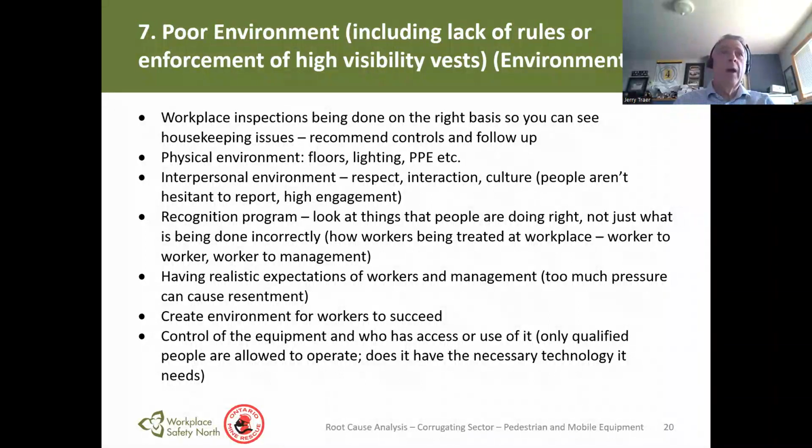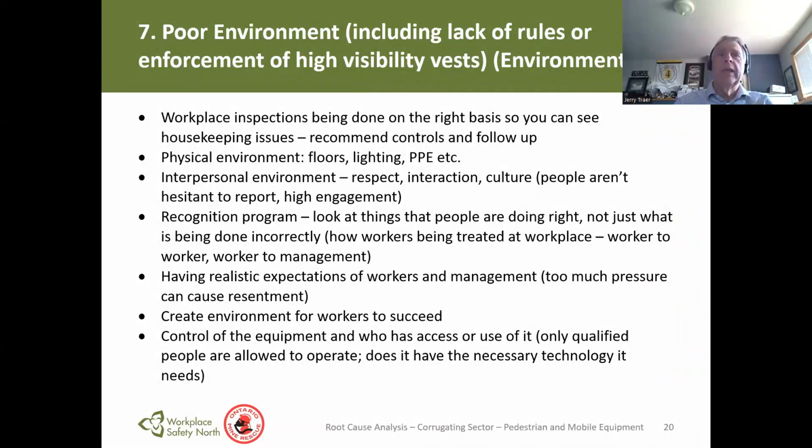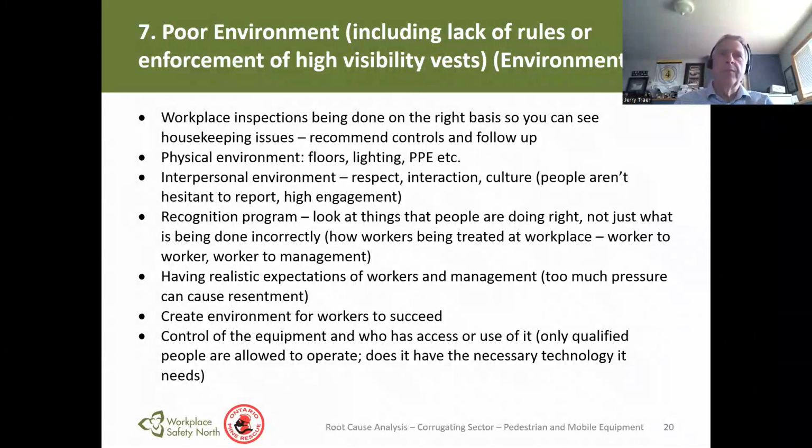We got into poor environment, including lack of rules or enforcement of high visibility vests. So very similar to our enforcement component we talked about earlier. So getting workplace inspections being done on the right basis so that you can see housekeeping issues, recommend controls and follow-up. Things like floors, lighting, personal protective equipment, that interpersonal environment, respect, interaction, culture. People aren't hesitant to report, high engagement.